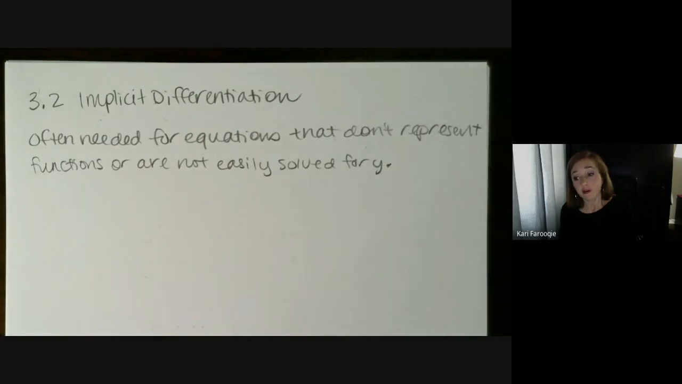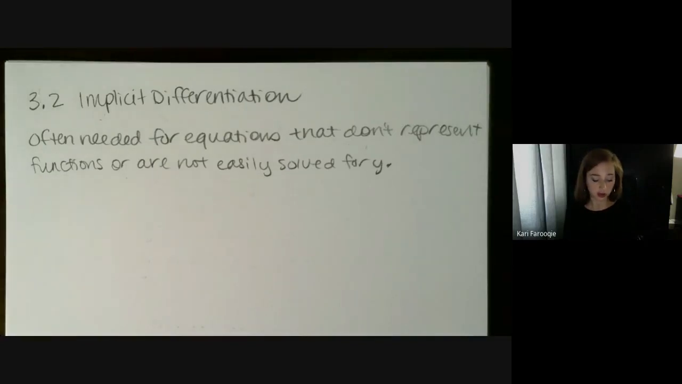Remember that in order to have a function, your graph has to pass the vertical line test, and that doesn't always happen, and that's okay. It just means you don't have a function. But what we're going to talk about today is that you can still have an equation that doesn't represent a function, and you can still find its derivative. And we're not even really going to focus on whether it is a function or not. It doesn't matter. We're just going to be finding derivatives of equations that may or may not represent functions.